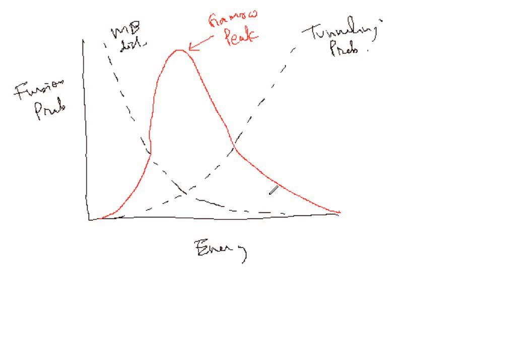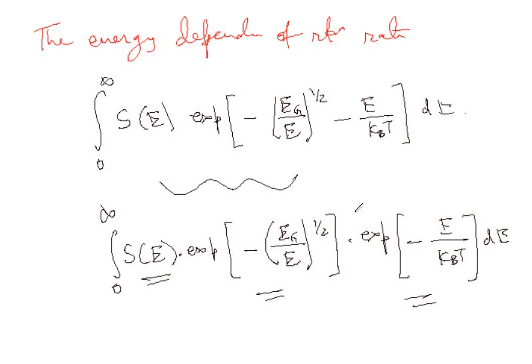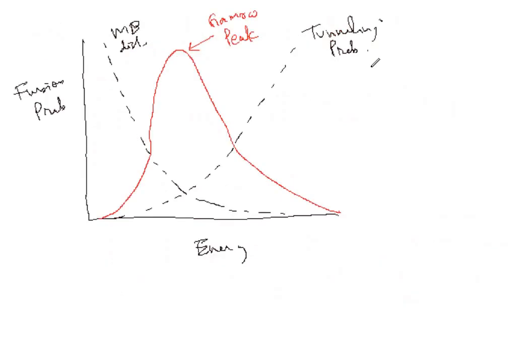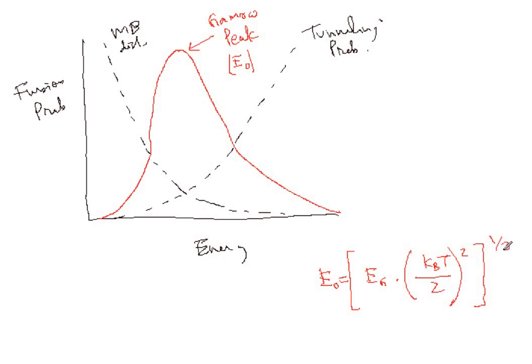Now, what I am showing you here is basically the behavior of these two terms in this plot. And what we observe is that as a result of this distribution, this peaks at an energy, and this is known as the Gamow peak. And what is the value of this Gamow peak? This has energy E0. Let me write it down. So the value of E0 is related to E_G, as you will see, E_G into k_B T by 2 whole square, and this one to the power 1 by 3.